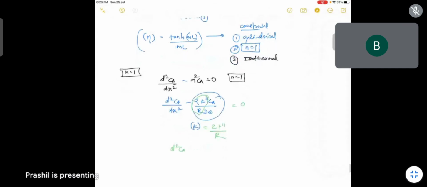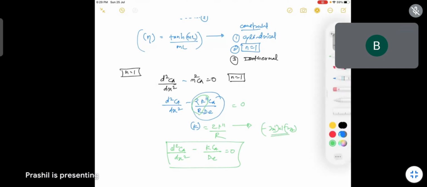Minus k Ca divided by DE is equal to 0. And how did we get this? We derived it using your minus RA1 into minus RA dash is equal to your minus RA. We compared this and calculated, right? Volume, and this is your surface area. So this was our final equation.